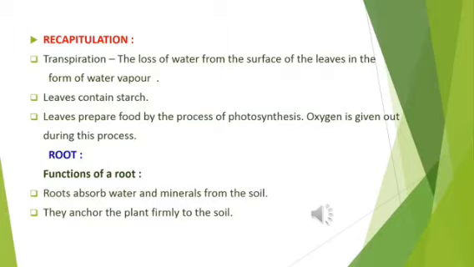The next part of the plant which we studied was roots. So, what is the function of a root? The most important function is they absorb water and minerals from the soil. So this also was proved with the help of an activity. Roots also anchor the plant firmly to the soil. Now let us learn more about roots.